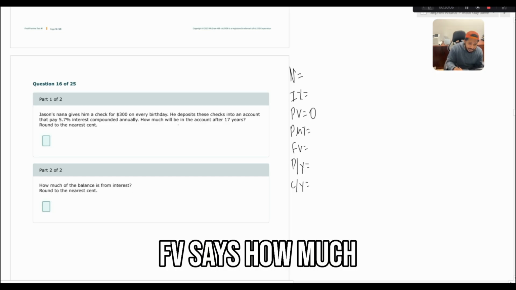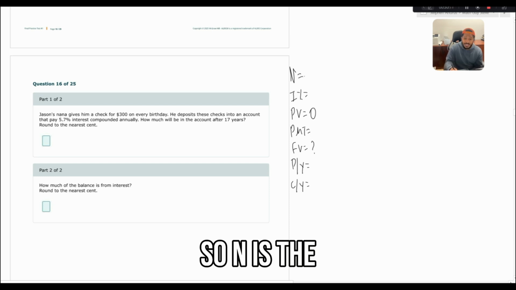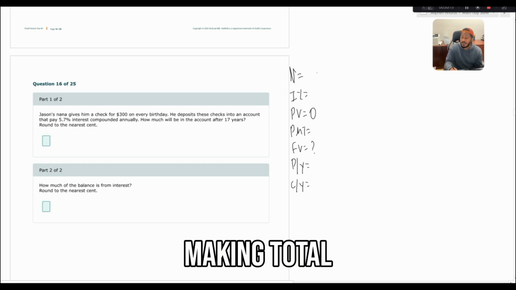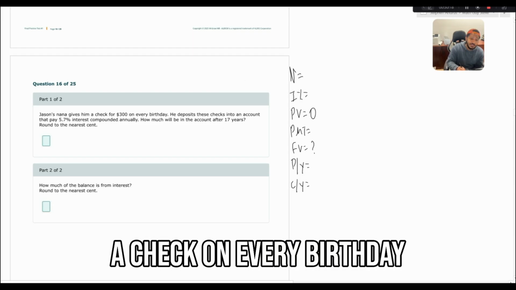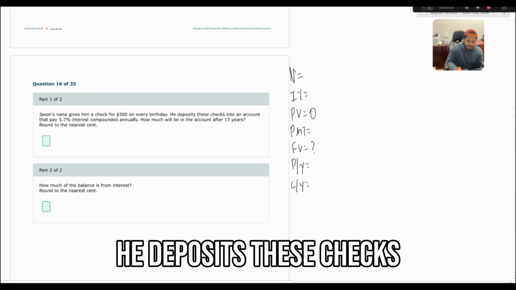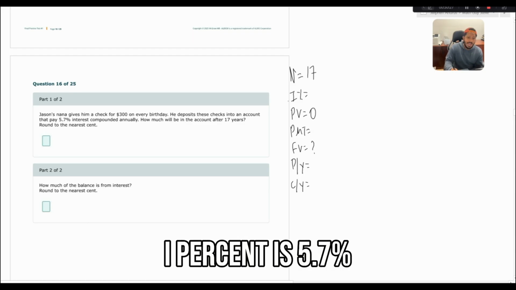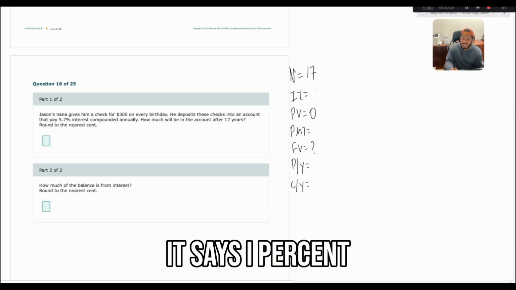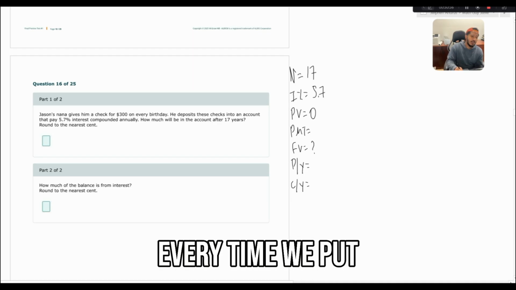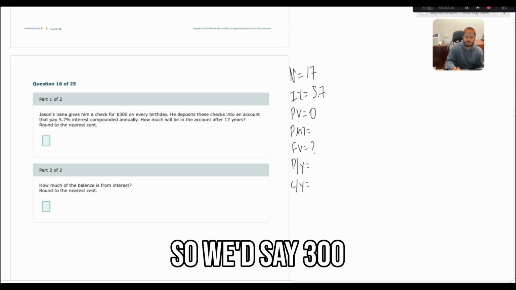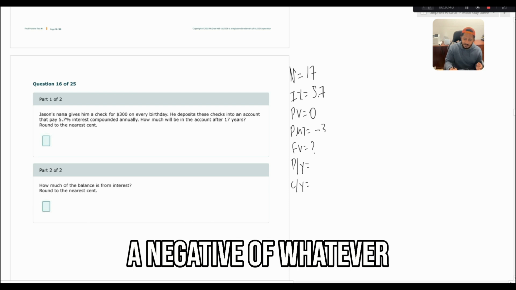Now, FV says how much will be in the account after 17 years. That's the one we're looking for. Then we have to fill in the rest. N is the number of payments we're making total, over this amount of time. Jason's Nana gives him a check on every birthday, and he deposits these checks into the account. How much will be there in 17 years? So this is just 17 payments. I% is 5.7%. Again, it says I%, meaning leave it as the percent. Then the PMT would be the amount of payment every time we put some money in the account. So it's $300, but when you put the PMT in your calculator, you have to put a negative of whatever it is.